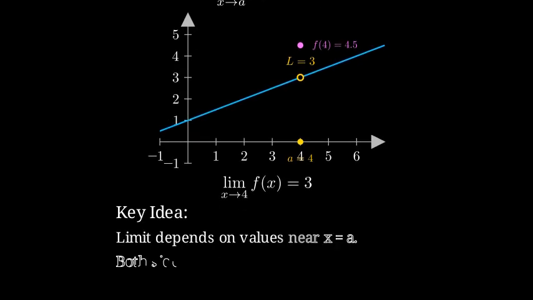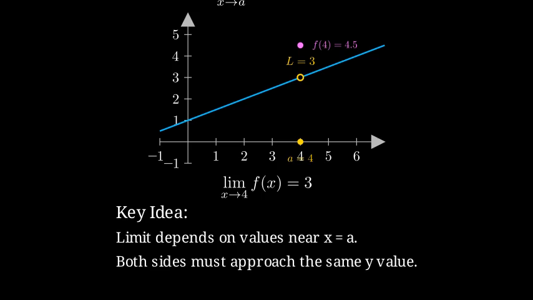To summarize, the limit of f of x as x approaches a is the value that f of x approaches from both sides. If both sides match, the limit exists and equals that number. If they do not match, the limit does not exist.